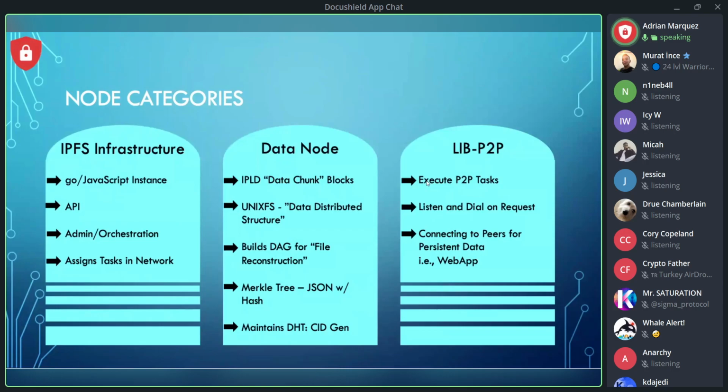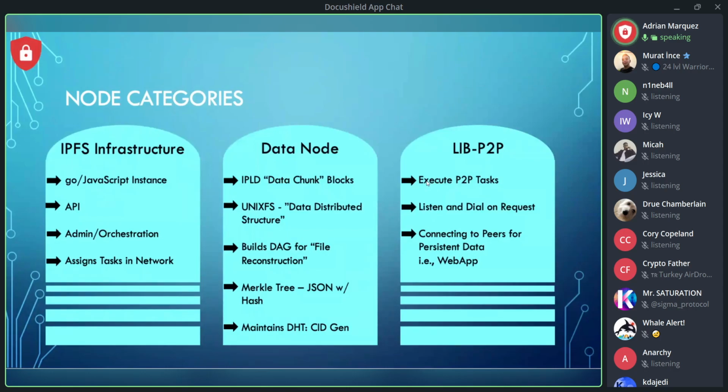Now we also have the peer-to-peer category, libp2p. This gives us the functionality to execute peer-to-peer tasks, listen, and dial on requests. So if the Bootstrap node sends a request out there for me to grab or listen for a certain piece of information or a certain chunk of data, that's exactly what I'm going to do with the P2P functionality.